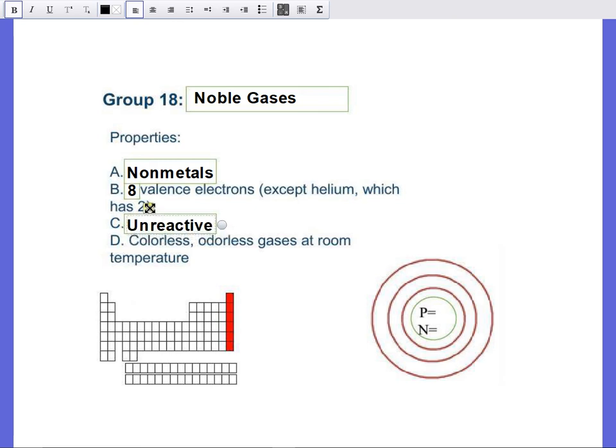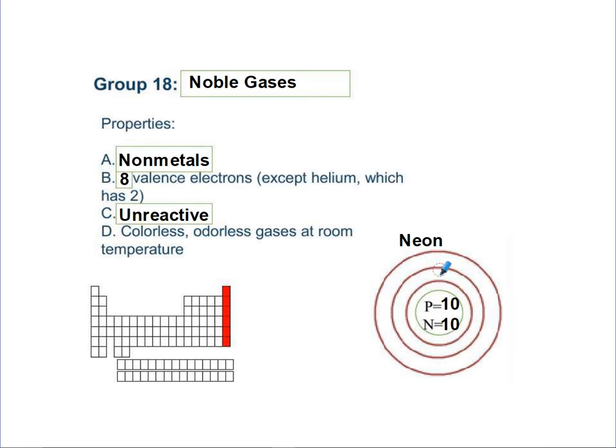And the reason they're unreactive, if we draw, you can draw neon over here. Neon has 10 protons and 10 neutrons. We should put 2 electrons in the first energy level and then 8 in the next energy level. The reason it's unreactive is because if you already have 8 in that outside energy level, it does not want to change the number of electrons, so it won't form bonds and it won't react with other elements.